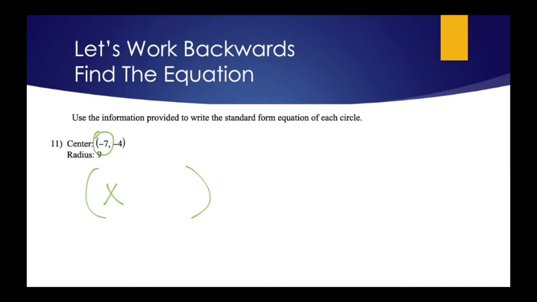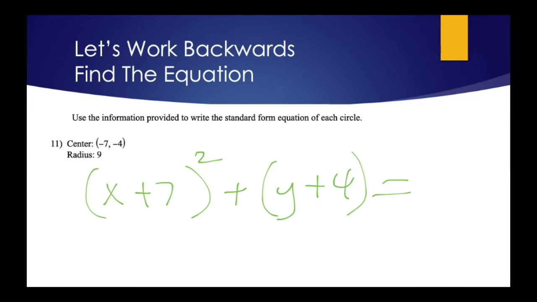X, we take the opposite of that as positive 7. Don't forget to square it. Then y, and the opposite of that is 4, so we're going to add 4, equals a radius of 9. And if you remember, we had an r squared at the end, and our radius is 9, so we're going to have 81. We have the equation. Let's go to another one.